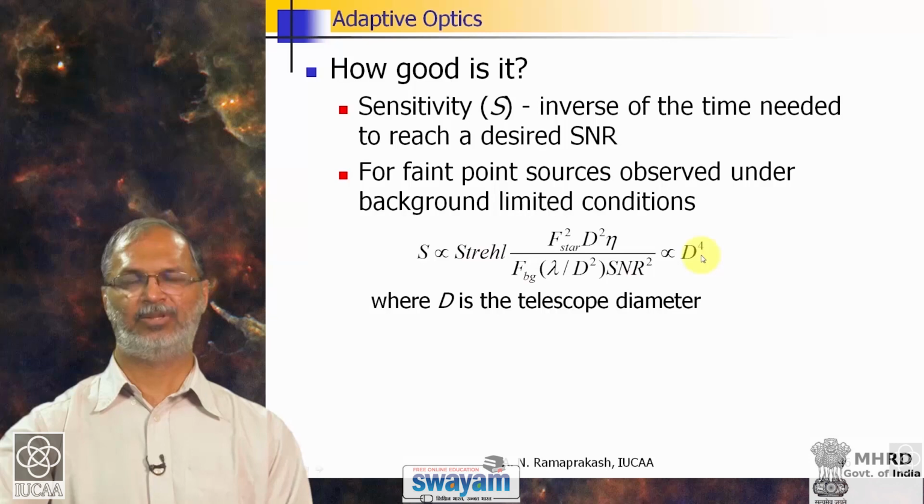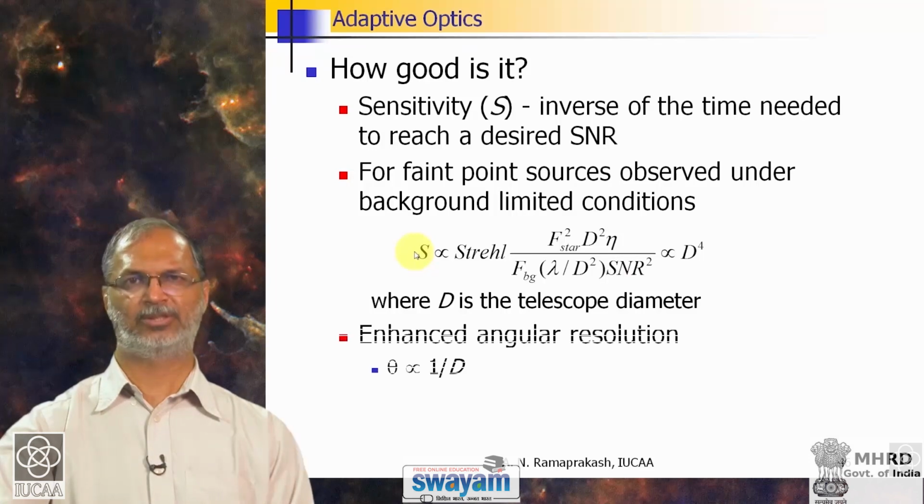So, that is why adaptive optic system is very important for large telescopes, because as the telescope diameter becomes large, this factor which grows like D to the 4 becomes very dominant, which means your telescopes become super sensitive when enabled with a powerful adaptive optic system.